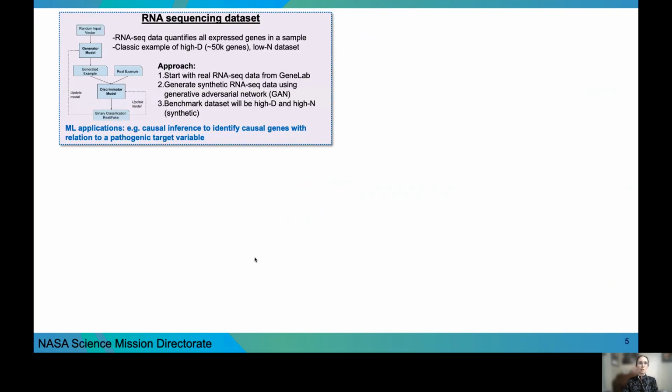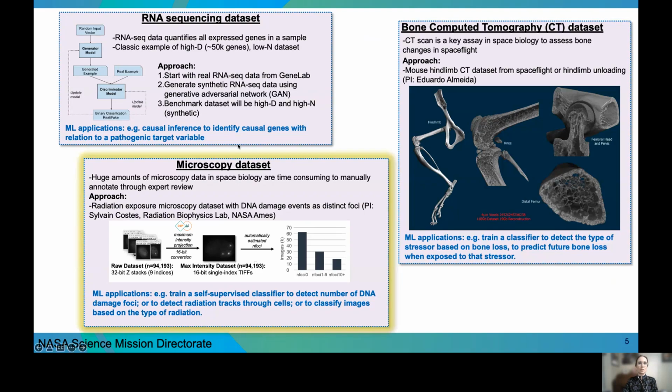The NASA Science Mission Directorate has called for the creation of benchmark data sets from each division. And so our division, the Biological and Physical Sciences Division, is delivering 3 data sets this year. One is an omics data set, and then we have 2 image data sets. I'm going to be focusing today on the microscopy data set that we are generating, which is a radiation exposure microscopy data set with DNA damaged events stained as distinct foci. And this data set comes from Dr. Sivan Costas from the Radiation Biophysics Lab at NASA Ames.